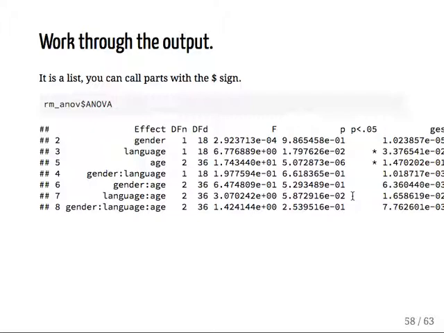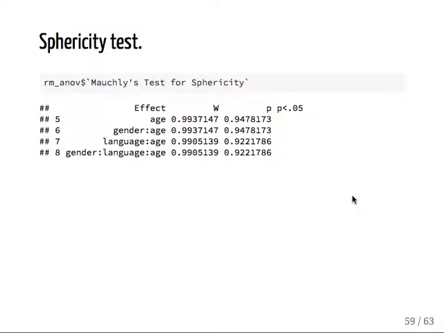So again, we can call our data with the dollar sign. We have the p values and the significance, and because we can have a three-way interaction, it will by default do this fully factorial ANOVA. So you can see there's a language effect and an age effect, but it doesn't seem that there are any other significant effects in this dataset.